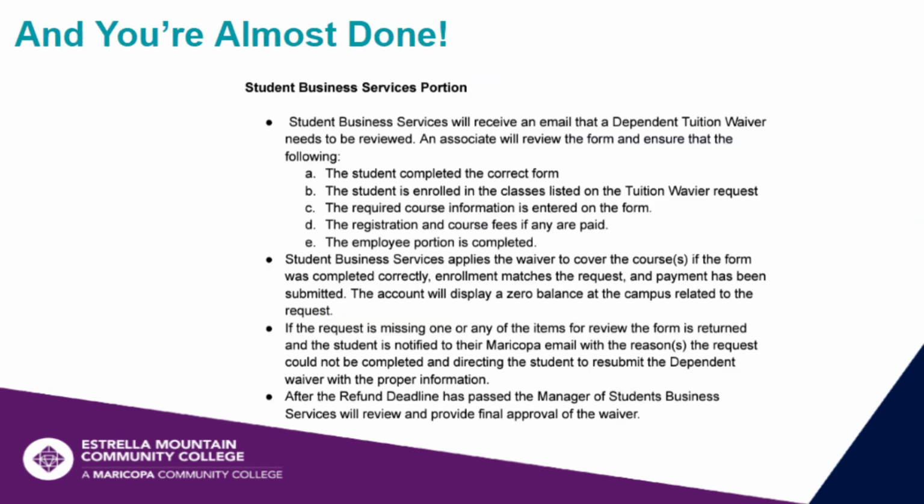After both the student and employee have completed their portions of the dependent tuition waiver, the request is sent to Student Business Services at the campus selected on the waiver. If any errors are found on the waiver, such as wrong campus or mismatched classes, for example, the form will be returned to the student's campus email address to correct and resubmit. If no action is taken within 30 days of the returned waiver, the waiver will be archived and the process would need to begin again.